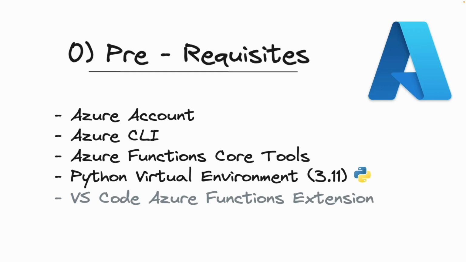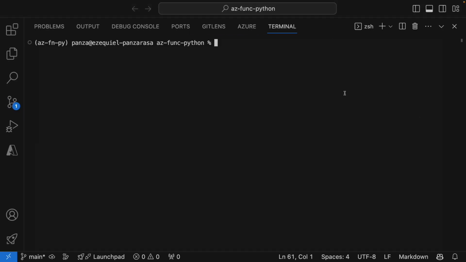And the last thing we're going to need, this is really optional, it's not really something we need, but it's the VS Code Azure Functions extension. So there's a whole extension for Azure in VS Code. I don't like it that much, I don't use it that much, but it has a nice UI to check some things sometimes. So let's go through them one by one here.